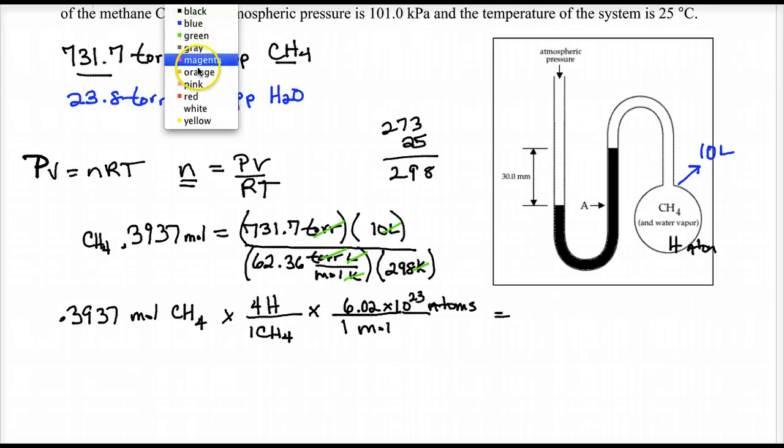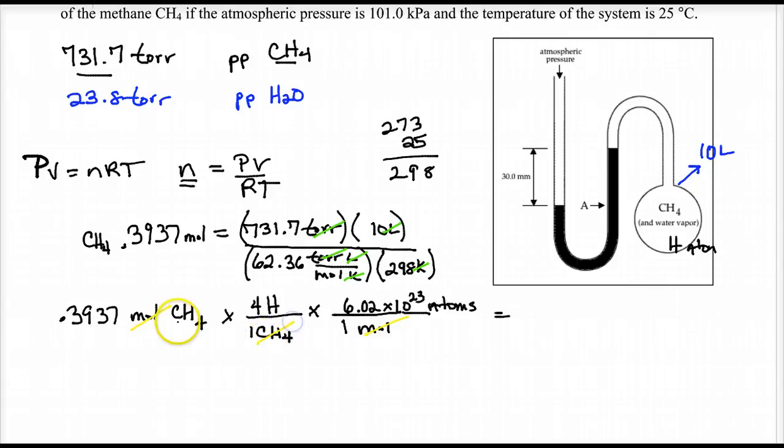Just check to make sure I did this right. Moles cancel. Okay, methane cancels. And I have H atoms, so that looks good. Let's put it in our calculator. So I get 9.48 times 10 to the 23. All right, and that of course is H atoms. But we know that's only from the methane. So let's just highlight that to remind us that's the H atoms from the methane.